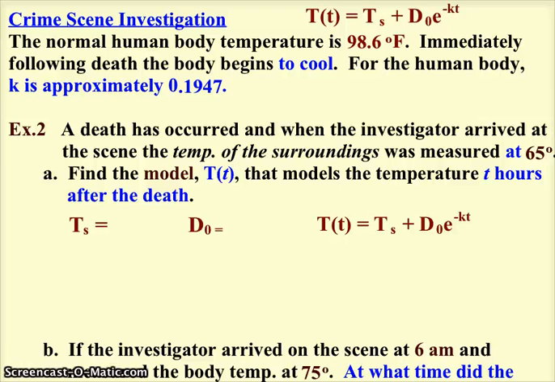Find a model, T of t, that models the temperature t hours after the death. Let's start organizing our information. First of all, the temperature of the surroundings. I don't know if this is inside or outside, but it's 65 degrees. D sub 0, remember, is the difference between your surroundings and your initial temperature.